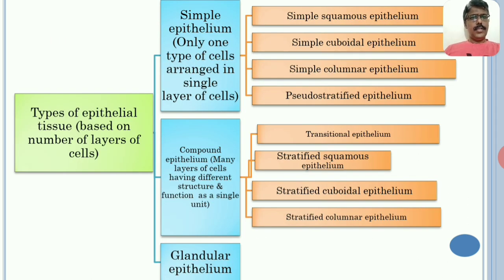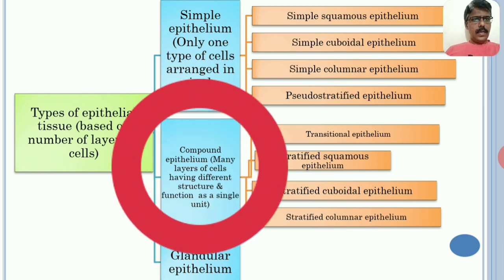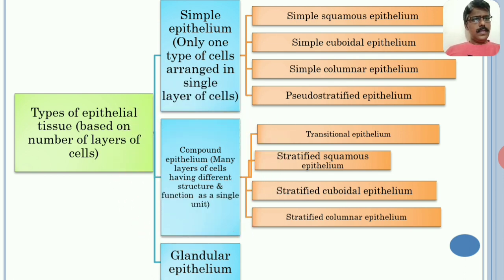Types of epithelial tissue based on the number of layers of cells: simple epithelium, including simple squamous epithelium, simple cuboidal epithelium, simple columnar epithelium, pseudostratified epithelium; compound epithelium, including transitional epithelium, stratified squamous epithelium, stratified cuboidal epithelium and stratified columnar epithelium. And there is a third type, glandular epithelium.